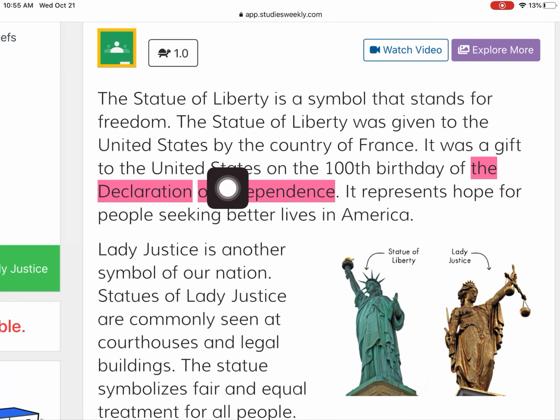So let's look at here. I have the Declaration of Independence highlighted. What does the Declaration of Independence mean? Or what is the Declaration of Independence? Think about that for a moment.